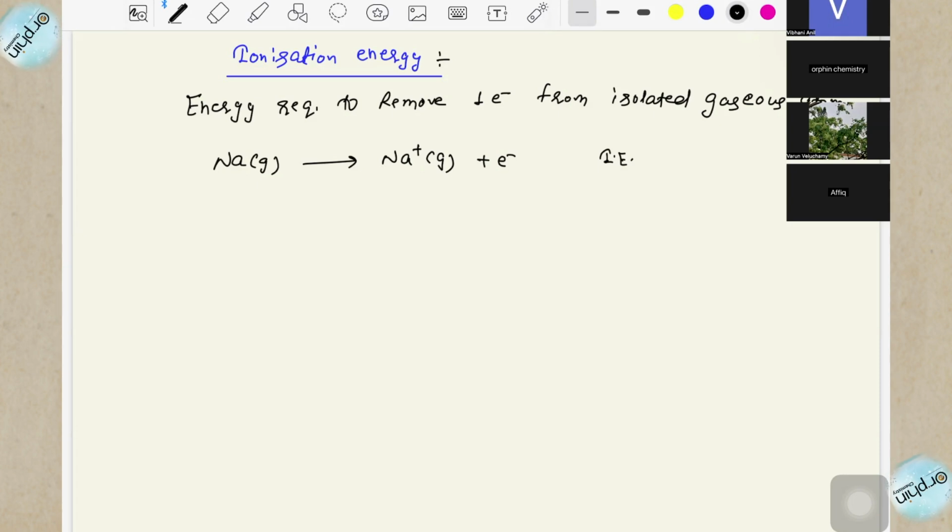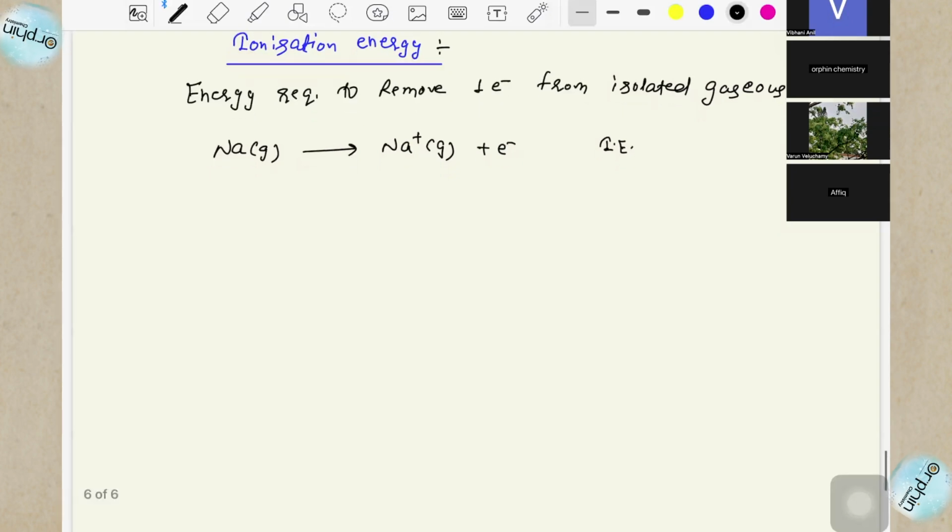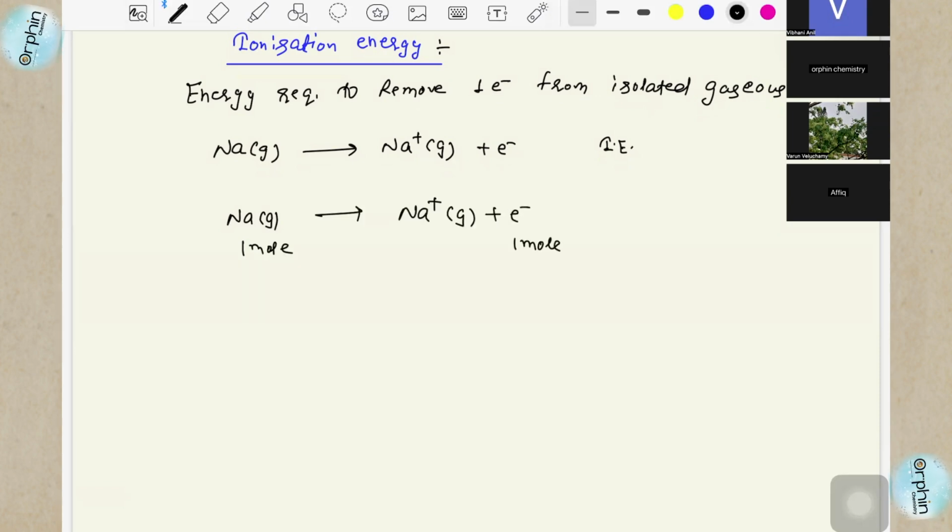And the other thing is, suppose we have 1 mole of an atom, right? It could be 1 mole also. If we take 1 mole, how many electrons will be removed? 1 mole of electrons will be removed. Then it is known as ionization enthalpy.